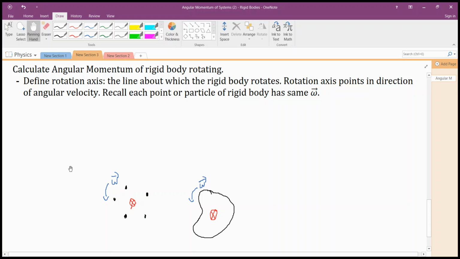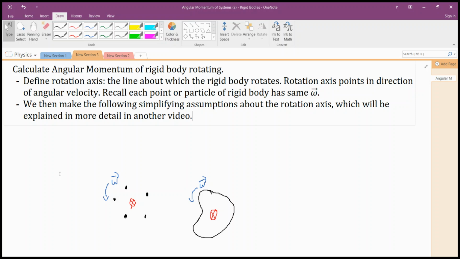With that out of the way, let's now calculate the angular momentum of a rigid body undergoing rotational motion. So first, we have to define a rotation axis using the angular velocity. I have denoted these in red for both the discrete and the continuous case. Each particle or point of the rigid body rotates around the rotational axis with the same angular velocity omega, as you may recall. Recall also for the discrete case, I am assuming that somehow the particles are fixed in place, either by thin rods of negligible mass or by some force.